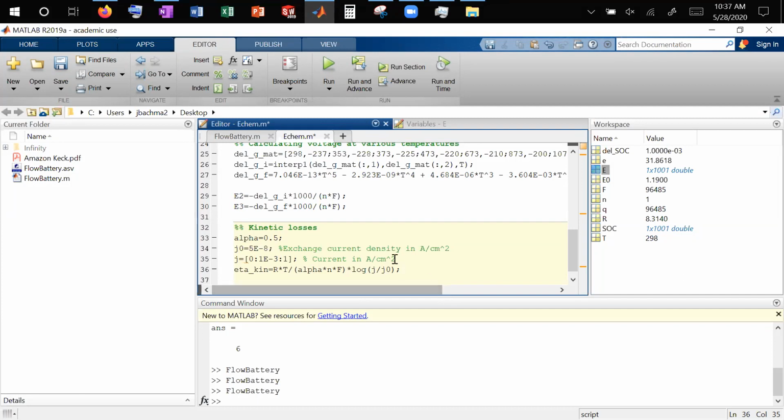And then we can say that our voltage from kinetics with just kinetic losses will be E3 minus eta kin. And then we're going to want to plot our J versus our voltage associated with kinetics.